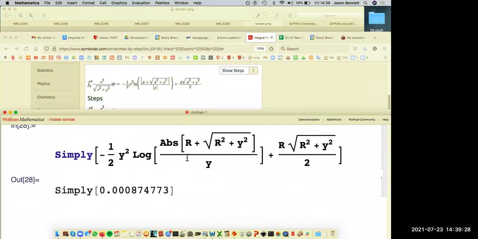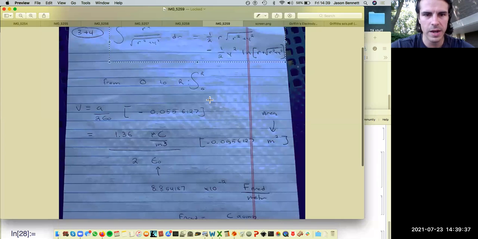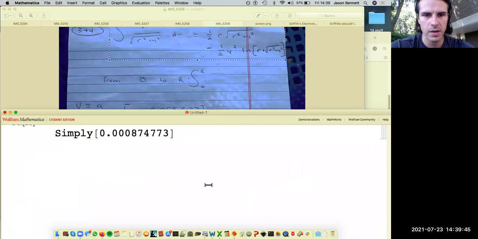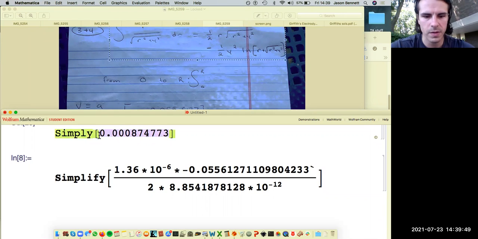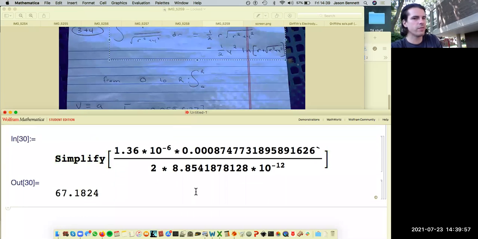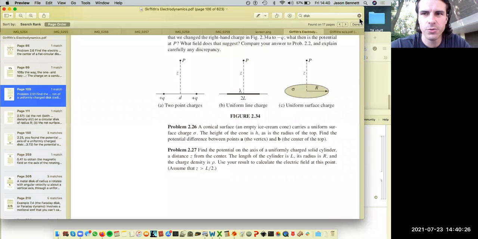Anyway, let's try this. So now we have this thing. This was all the numbers that were outside, like the A, this thing, the 2, the epsilon. So let's copy that, and instead of that negative thing, let's do this thing. Okay, let's see. Maybe that works. 67.1824 volts. Stupid integral. Okay, I'll try. Yeah, it worked. That is really weird.